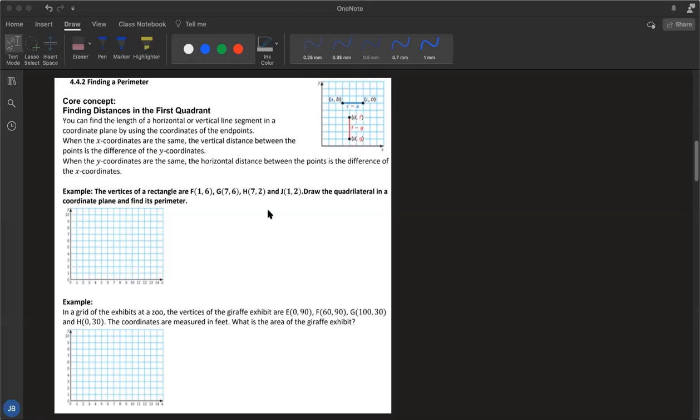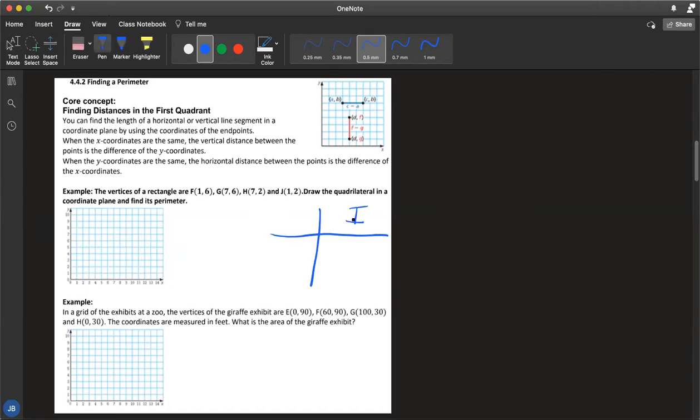So I'm going to read this. The core concept, we're finding distances in the first quadrant. The first quadrant, so if we have this, right? If we had a real, okay, got to mark my pen. If we had a real 4 quadrants here, we'd have quadrant 1, 2, 3, and 4. Has anybody seen these before?